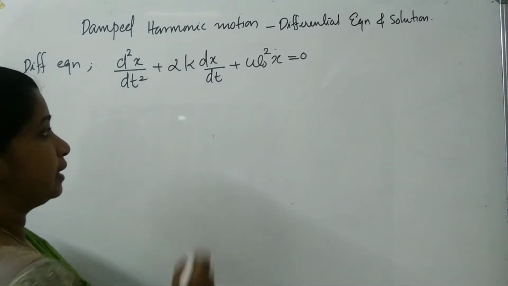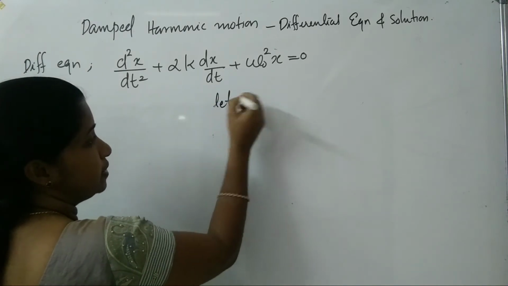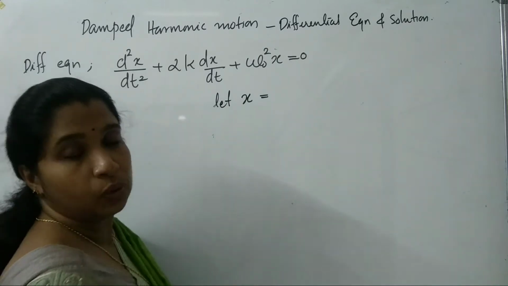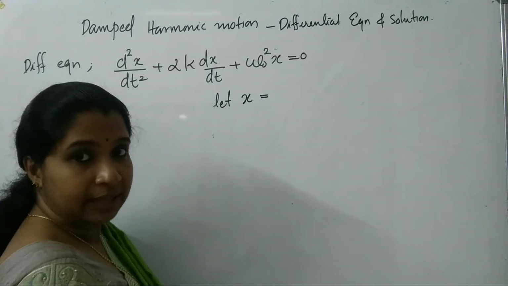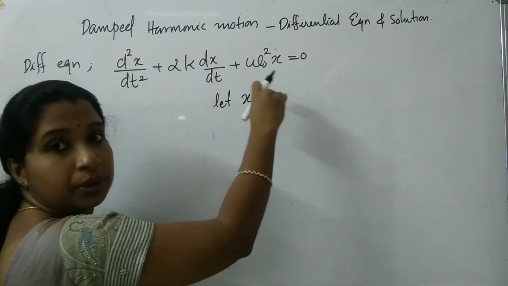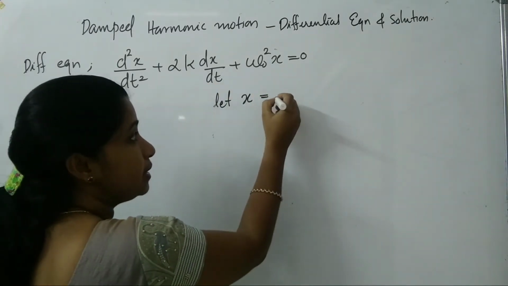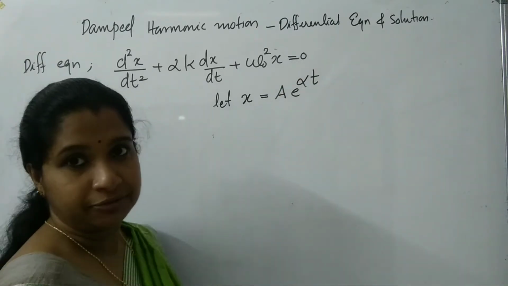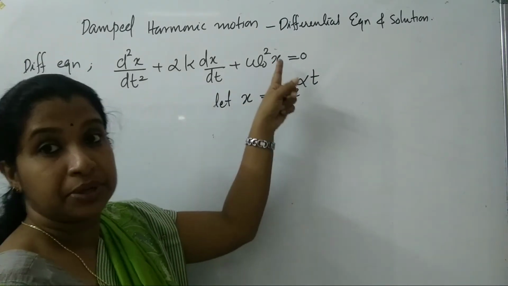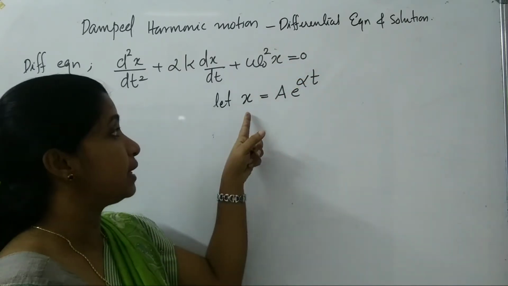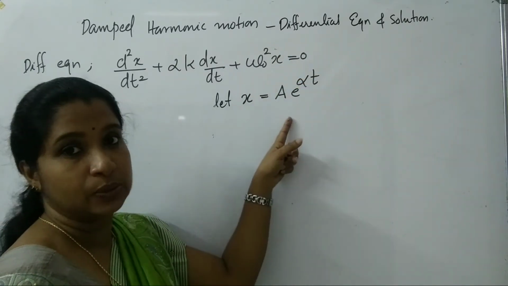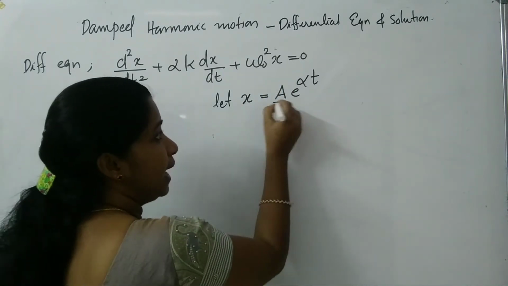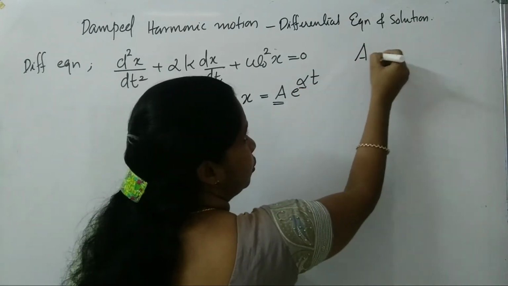So here we take the standard solution of a second order differential equation equal to 0. The standard solution of a second order differential equation is a e raised to alpha t. If it is equal to 0, the form of the general solution is like this: x equal to a e raised to alpha t, where a and alpha are unknown constants.